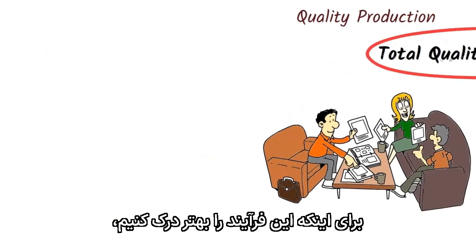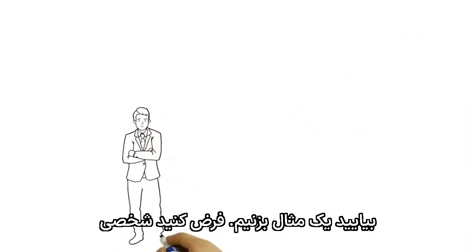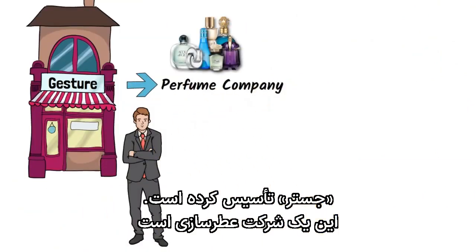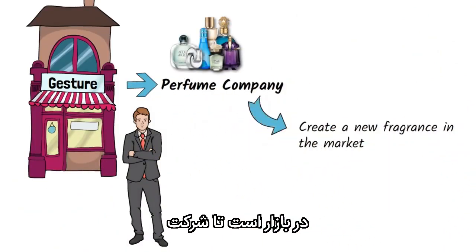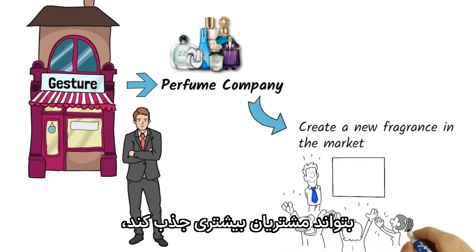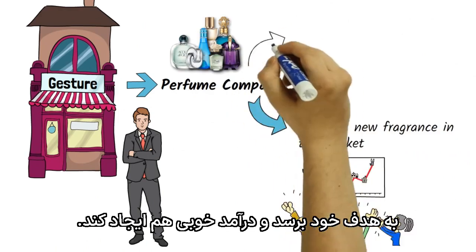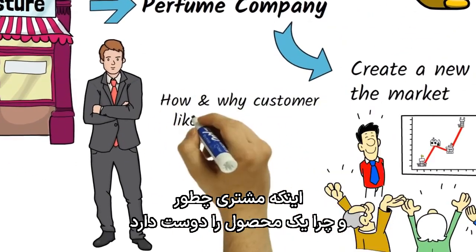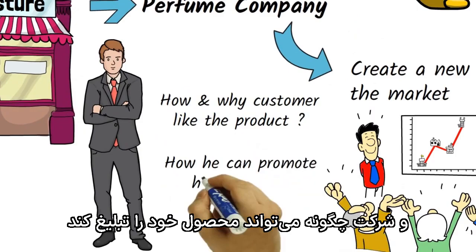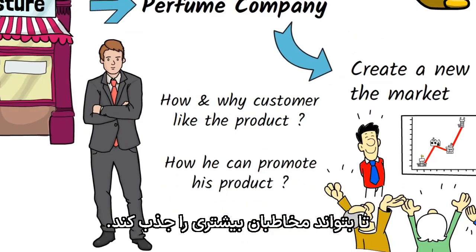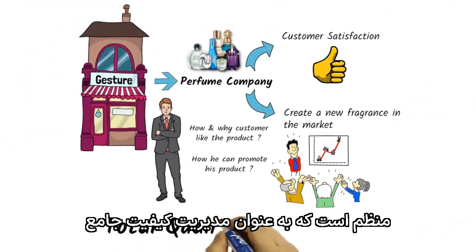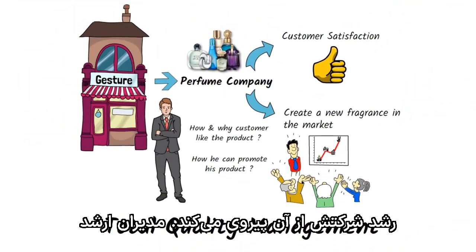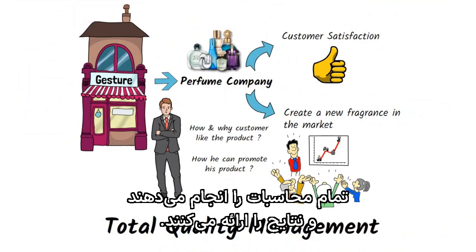To better understand this process, let's take an example. Let us assume there is a person named John who started a company named Gesture. This is a perfume company that has a goal to create a new fragrance in the market so the company can attract more customers, achieve its target, and generate good revenue. But on the other hand, its focus is on customer satisfaction also, most importantly how and why customers like the product and how he can promote his product so that he can attract more audience. This whole systematic and arranged process is known as total quality management, which is followed by John to grow his company. The top authorities do all calculations and give the result.